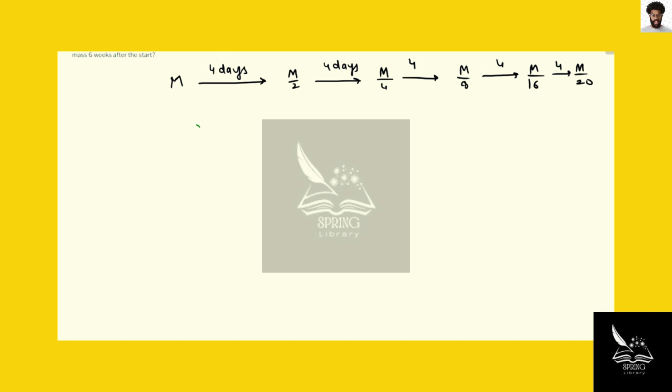So the mass after 20 days is m over 32, where it is given that the reduced mass is 4. It means that m over 32 is 4, which means that the value of m is 128 milligrams. That's what the radioactive element started with. This is the initial mass. So this is part A.